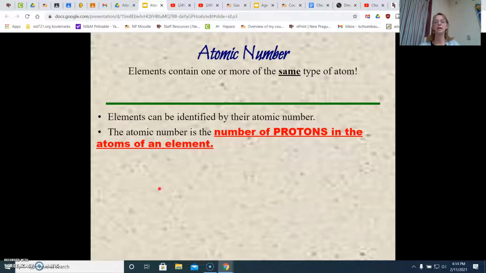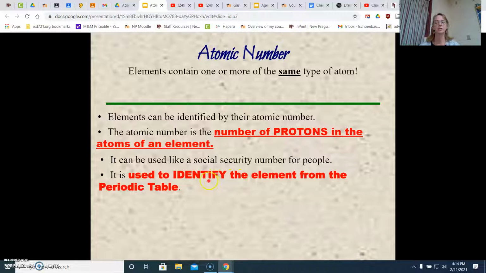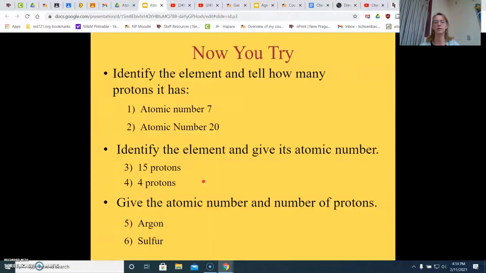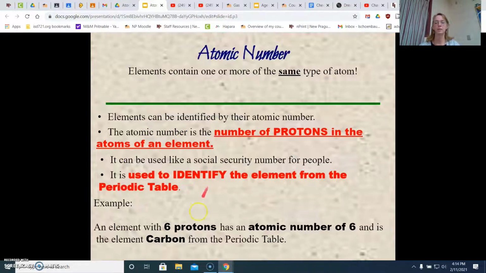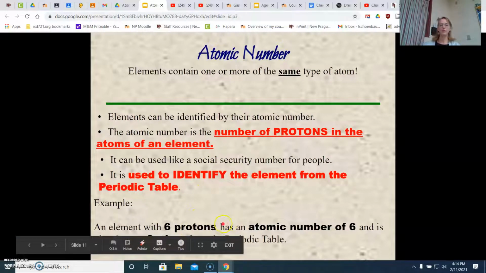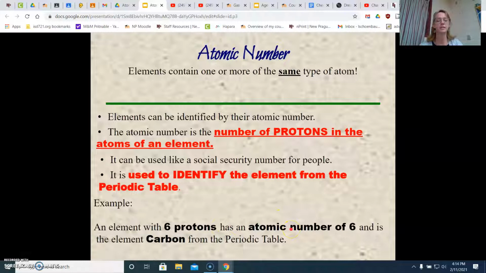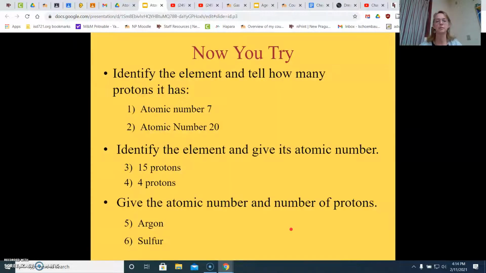So let's look again at the atomic number. Again, the atomic number is the number of protons in an element. It doesn't change. It is what identifies that element on the periodic table. Super important. So for example, if you have an element with 6 protons, that means its atomic number is 6. Find 6 on the periodic table, and you will see that it is carbon.